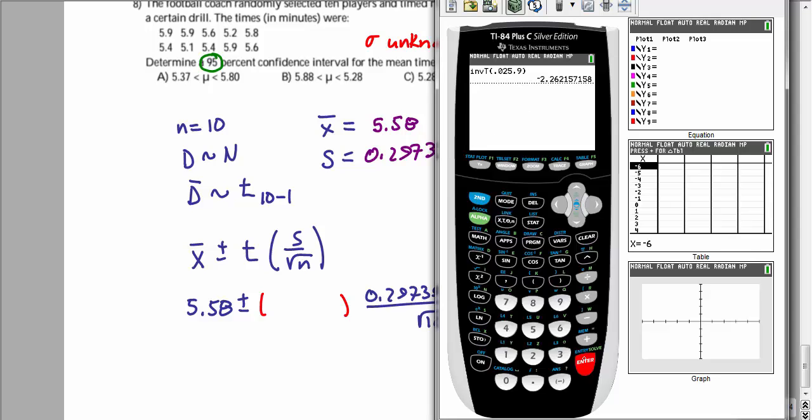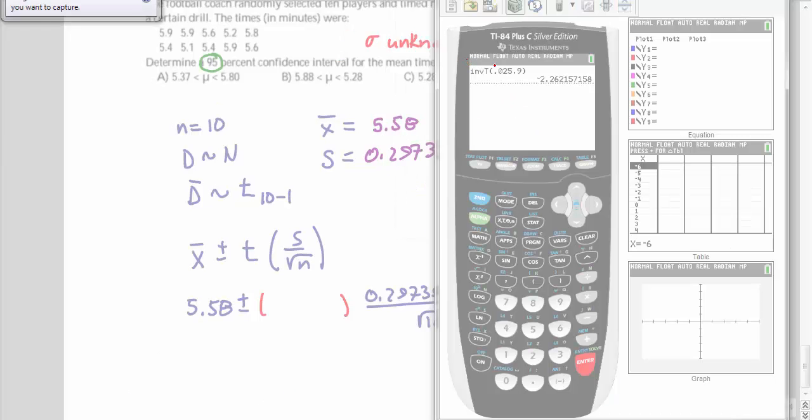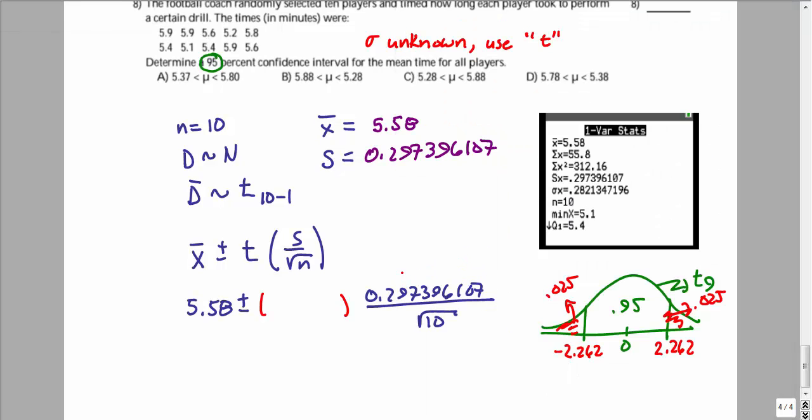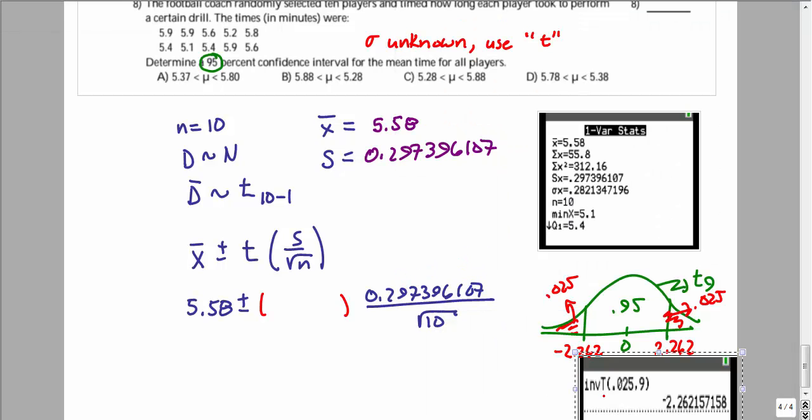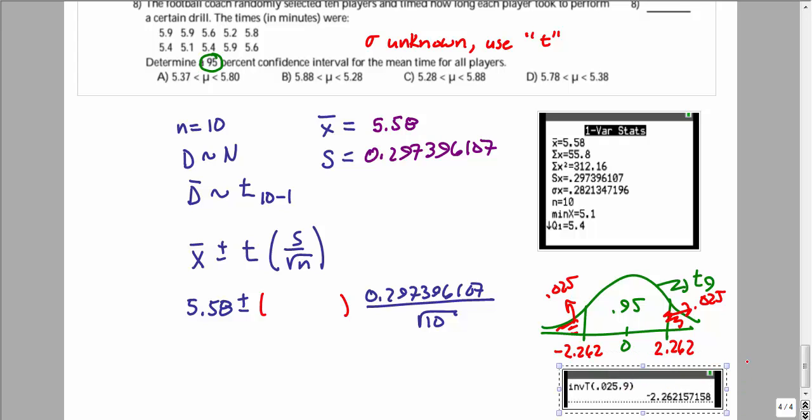So we should get a value that's pretty close. It's not going to be exact, but in this case, it is very close. So that's another way to find your t value. If you don't like using the tables, you can use it on your calculator. So I get 2.262.